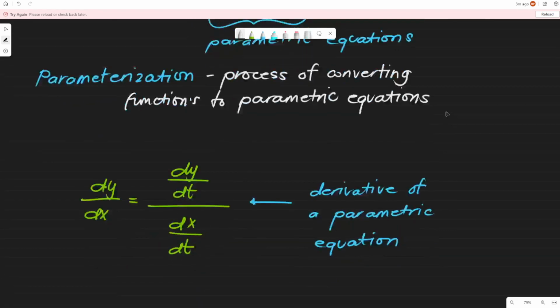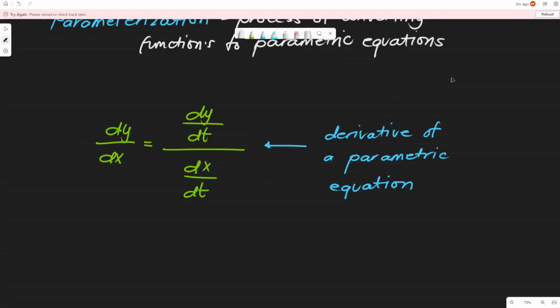So what is the formula in getting the derivative of a parametric equation? It is this simple: dy over dx is just simply dy over dt all over dx over dt. That is how simple the formula is for the derivative of a parametric equation.